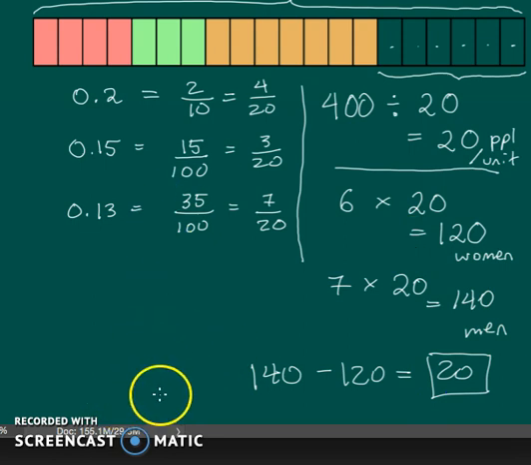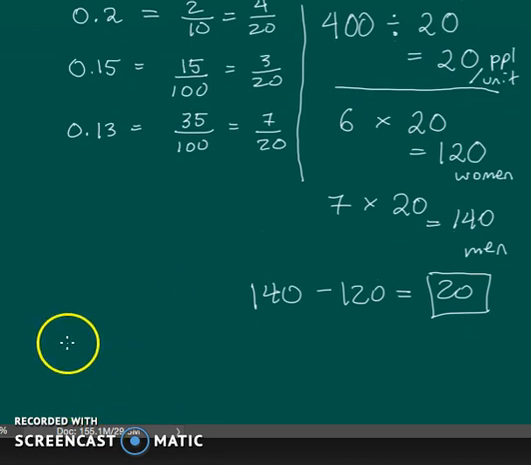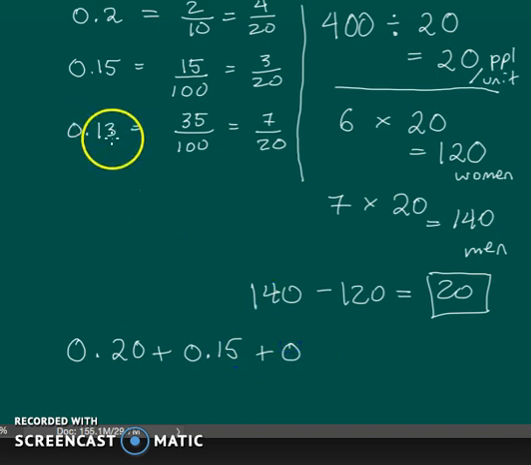And another way that we could have answered this question is we could have added up those decimals. So 0.2 plus, which is the same as saying 0.20, right? 0.2 plus 0.15 plus, oh, you know what? I have to correct something. Here I wrote 0.13 for some reason, but what I really meant to write is 0.35. Sorry if that was confusing.